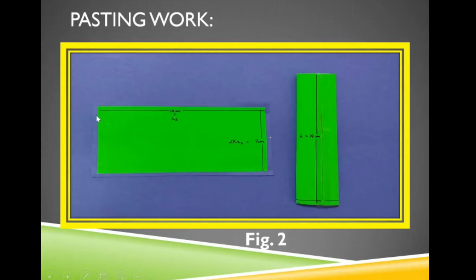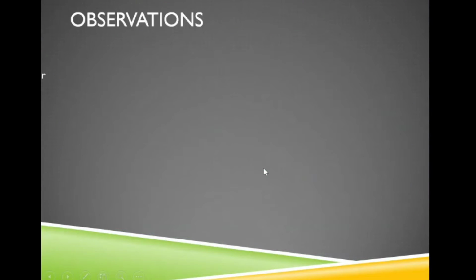This time I have made a change. I have just rolled it along the 7 centimeter side such that the circumference comes out to be 2 pi r is equal to 7 centimeters and the height comes out to be 14 centimeters. Let us note down the observations now.